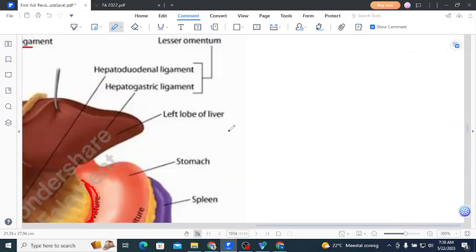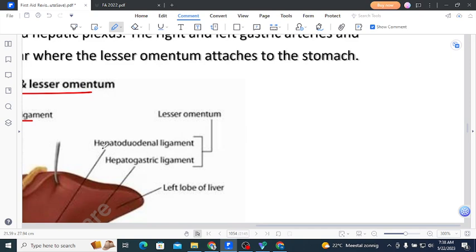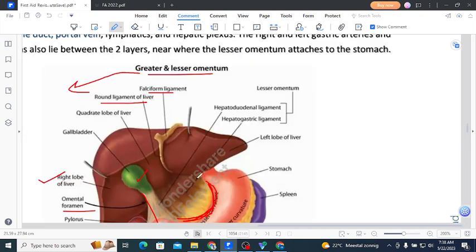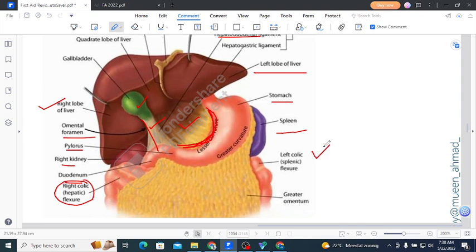Then over here you can see the lesser omentum, which contains the hepatoduodenal ligament, and then the hepatogastric ligament. Then there is the left lobe of the liver, stomach, and the spleen is present like that. The left colic or the splenic flexure. The left colic splenic flexure is basically where the spleen is present over here.